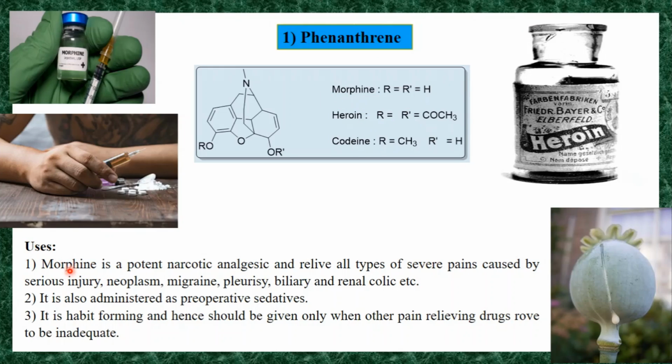The uses of morphine: morphine is a potent narcotic analgesic, and it relieves all types of severe pain caused by serious injury, neoplasm, migraine, pleurisy, and biliary and renal colic.